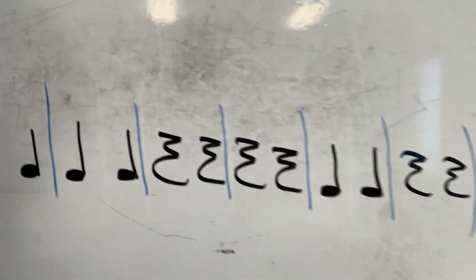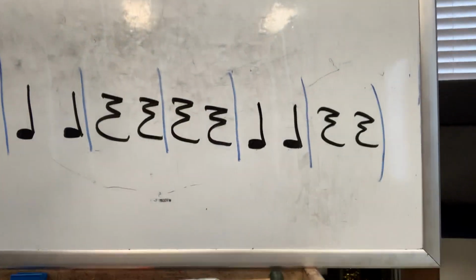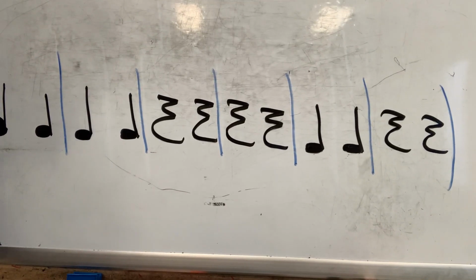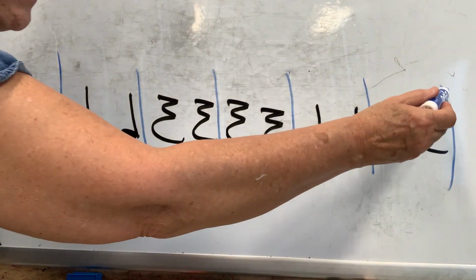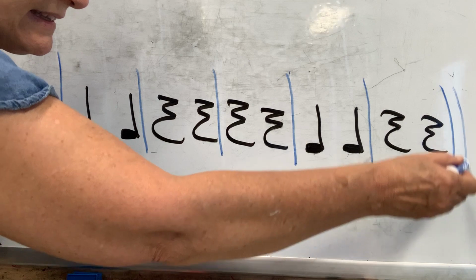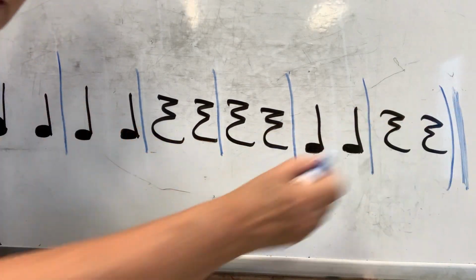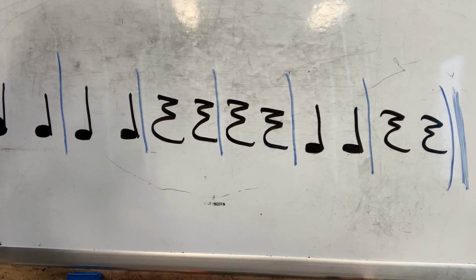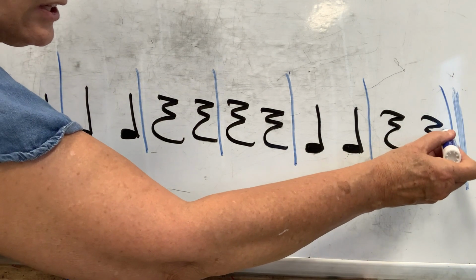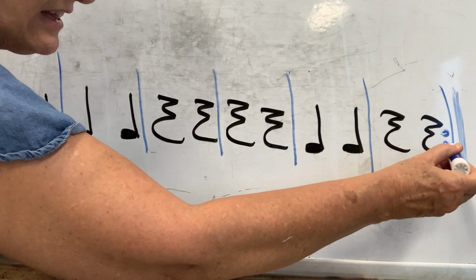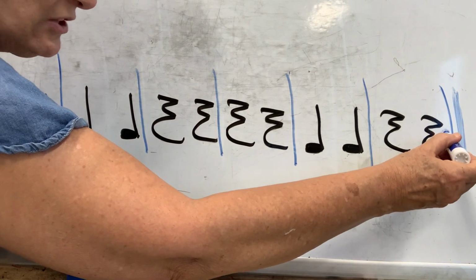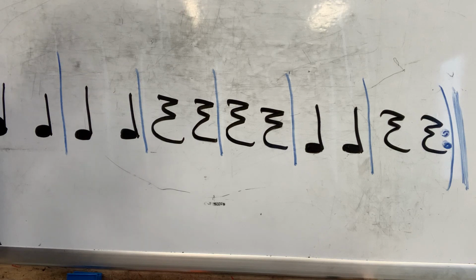4, 4, 4. Now, do you see how that's the end? This one is the end. To say the end in music, you have to make 2 lines, one skinny, one fat. If you see 2 lines, one skinny, one fat, that means that's the end. That's how we say the end. It's called a double bar. And sometimes they put a little dot here and a little dot here. If you see 2 dots, that will mean repeat.